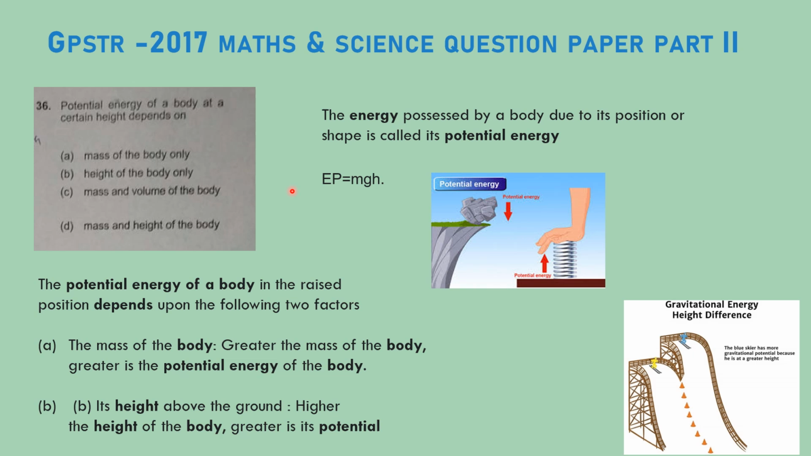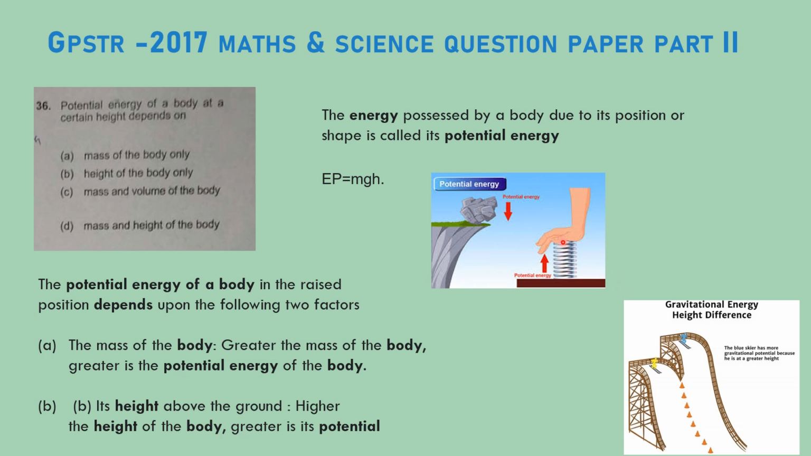Let us discuss the answer. First, we will see what is meant by potential energy. The energy possessed by a body due to its position and shape is called potential energy. Potential energy is the energy a body possesses due to its position. Consider here a stone raised to a certain height; due to its position, this stone possesses potential energy. Then consider one more example.